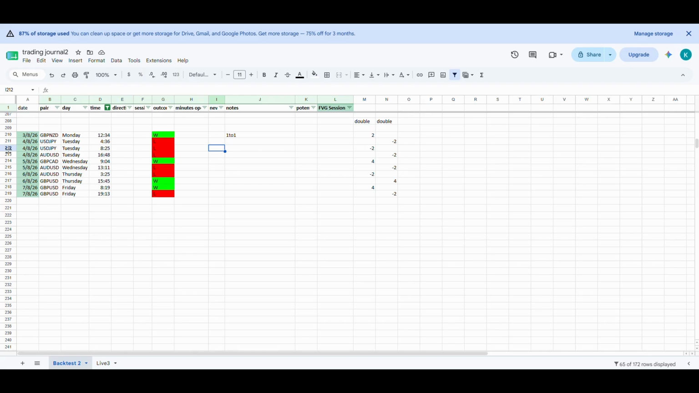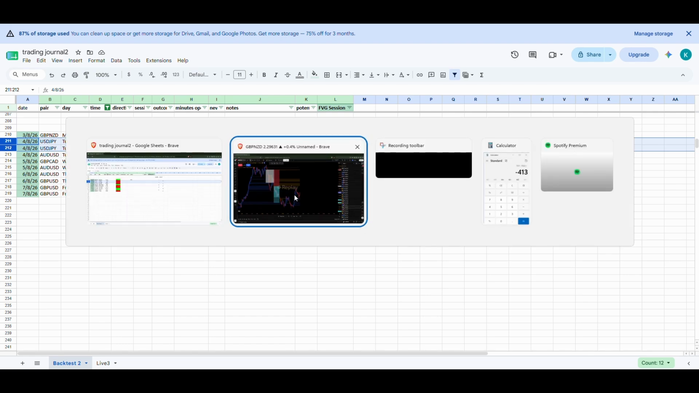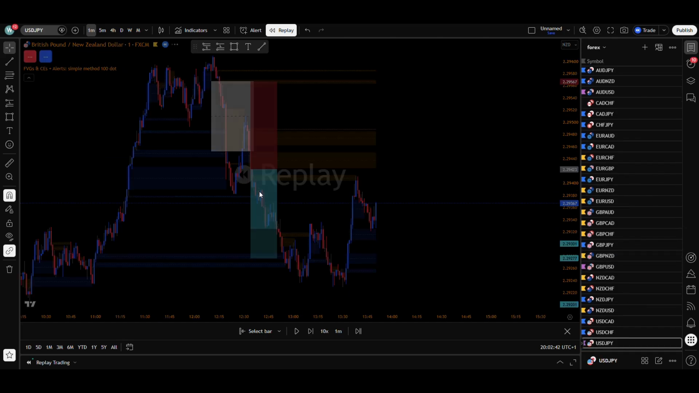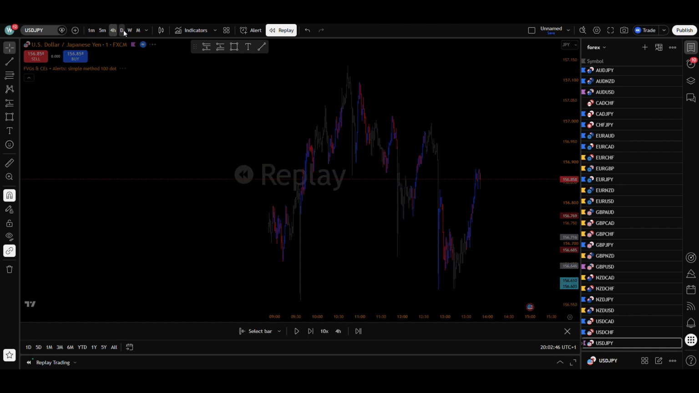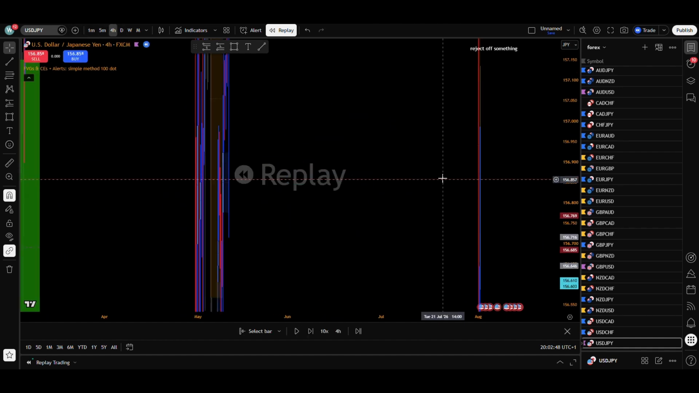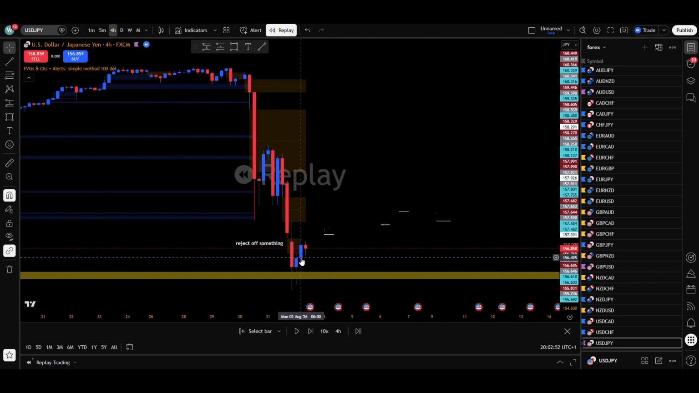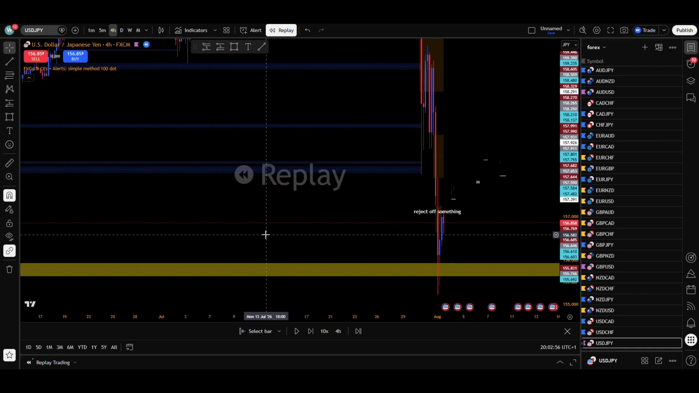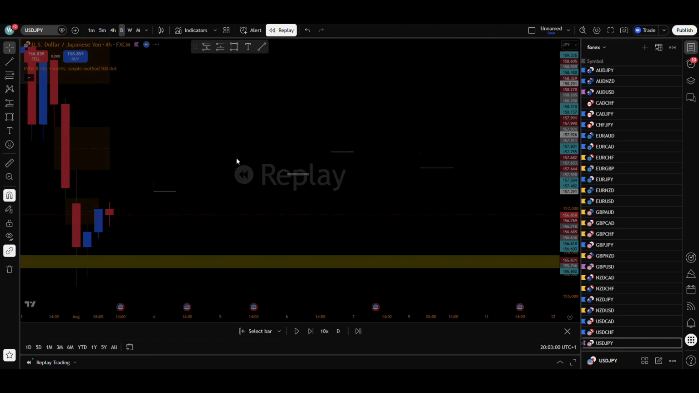So we'll look at these two because it's two on the same day. 4th of August, USD JPY. So we were rejecting off the weekly, just believe me. And we could be in like a daily.